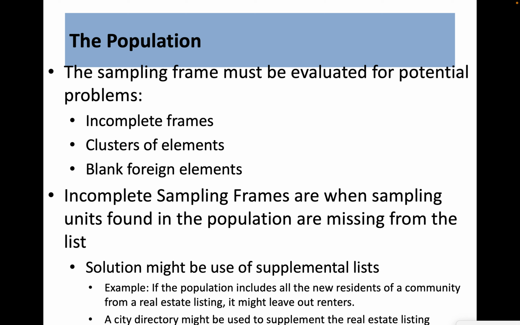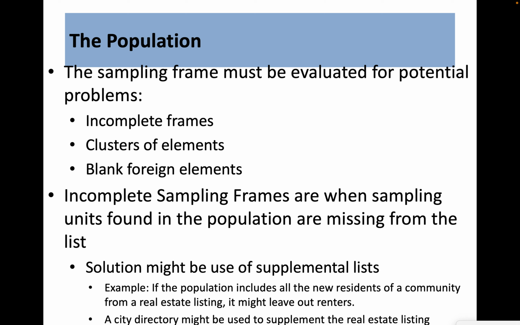If you were looking for the voting population, but you were only looking at people who lived in houses instead of people that lived in apartments, you'd have an incomplete sampling frame because you're missing all the people that live in apartments. The solution might be use of supplemental lists.